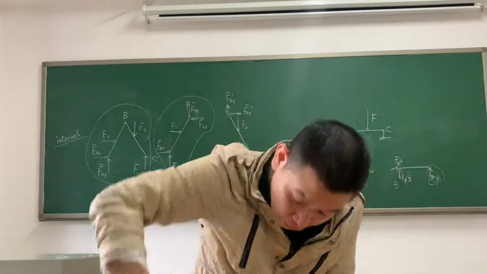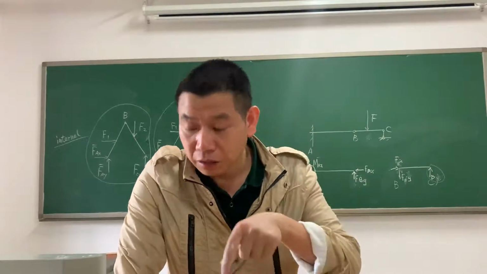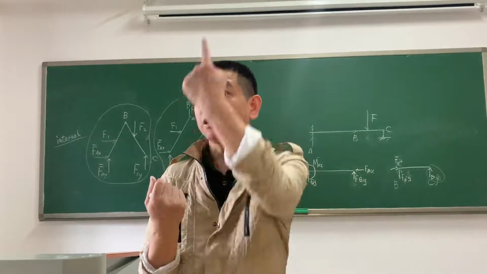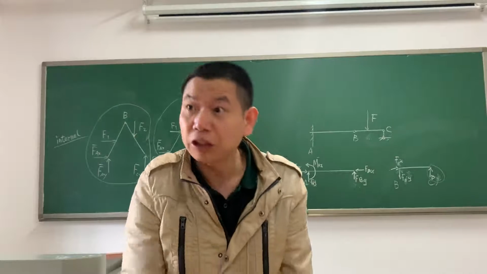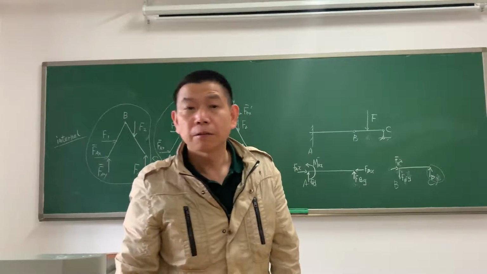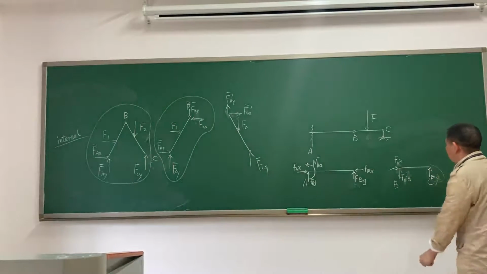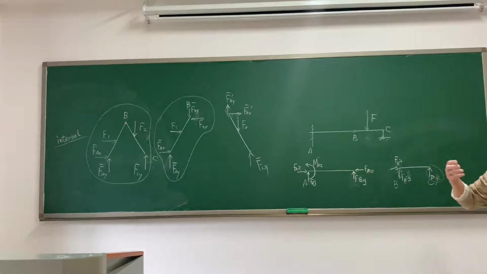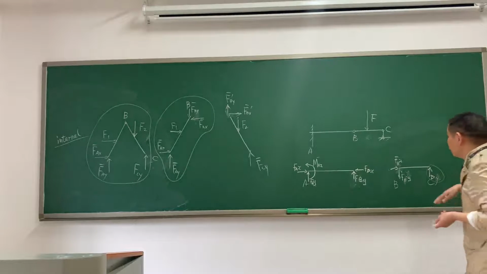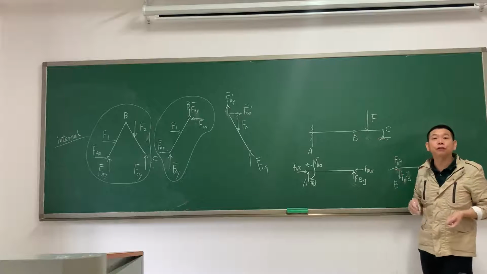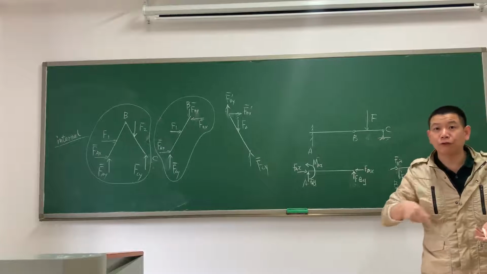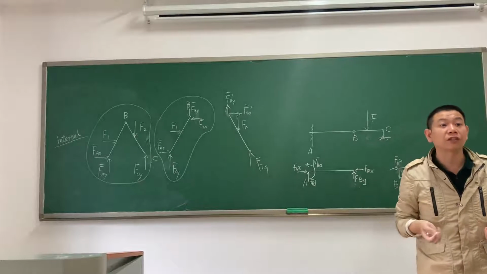If I compress the table, it will exert a force on my hand upward, and my hand's force is downward. But the force there is in the middle. Why is it on the point? It's just an assumption. We assume the direction of the force. Actually, we don't know the direction of the force. After you find the force, we know the direction. Understand?